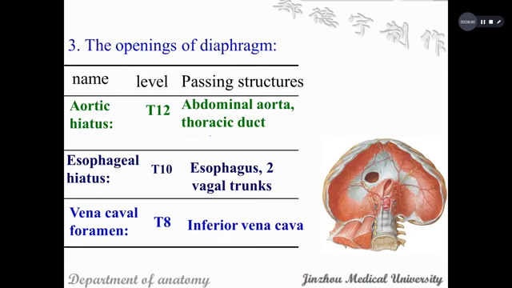Like this table, we must remember this: the aortic hiatus, the esophageal hiatus, and the vena cava foramen. These are the three names, and the levels are T12, T10, and T8. The passing structures include the abdominal aorta and the thoracic duct, the esophagus and two vagus trunks, and the inferior vena cava. And this part we finished.